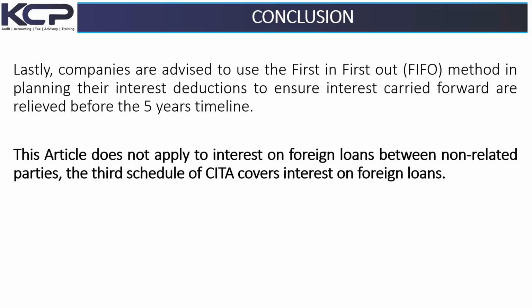This article does not apply to interest on foreign loan between non-related parties. So if between the contracting parties there is no form of control or related party relationship, then we will not apply section 20, schedule 7, right? The only thing that will then be applicable is the amended third schedule that has been provided consequent to the amendments in Finance Act of 2019.